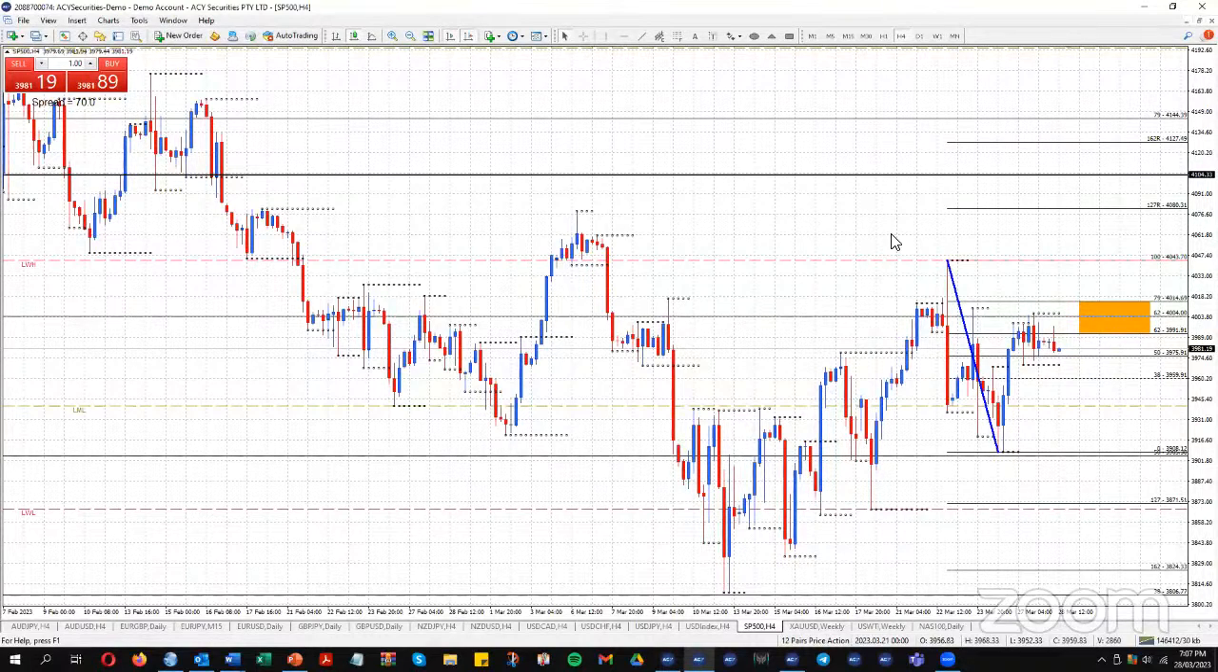So overall, this looks a little bit negative. It doesn't want to get above 4,000. We really need to get above 4,000 if we're going to see any upward pressure, I think, on the S&P 500.